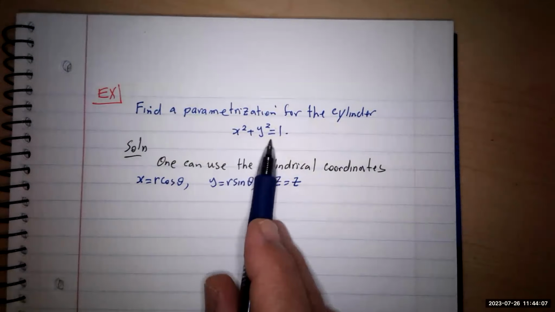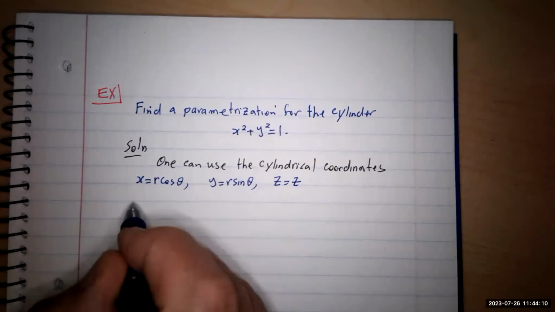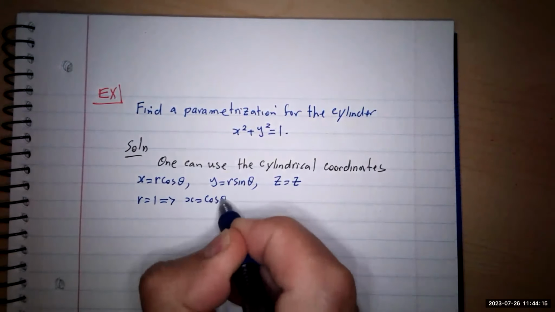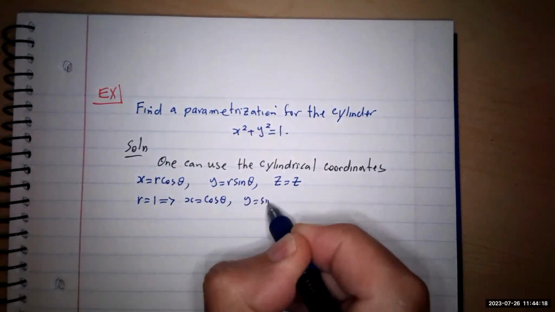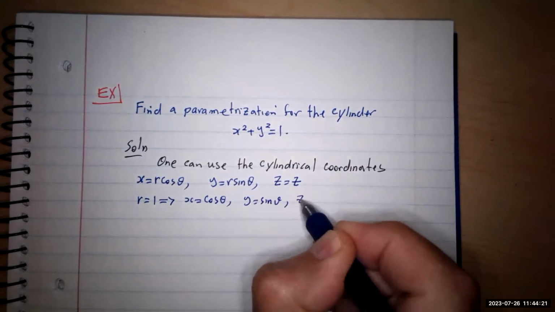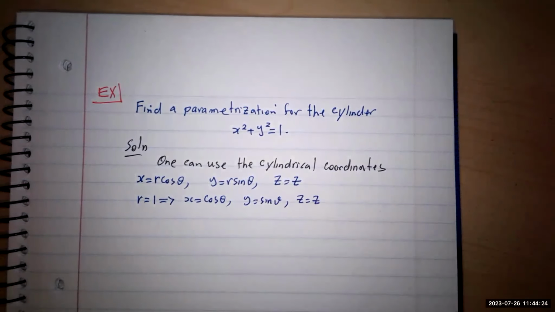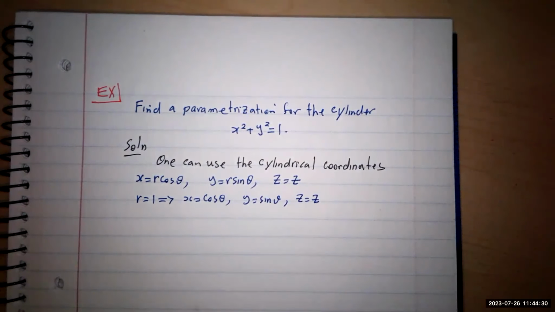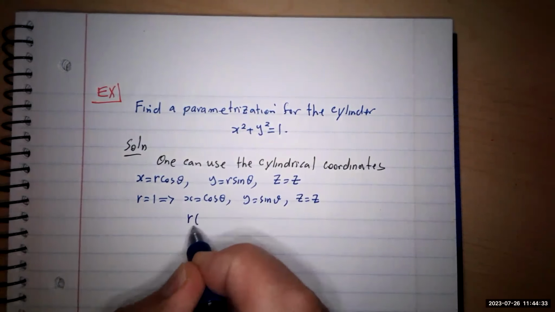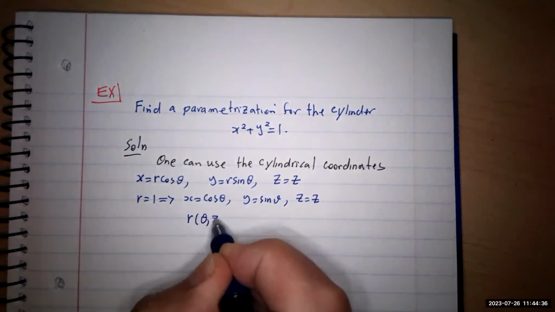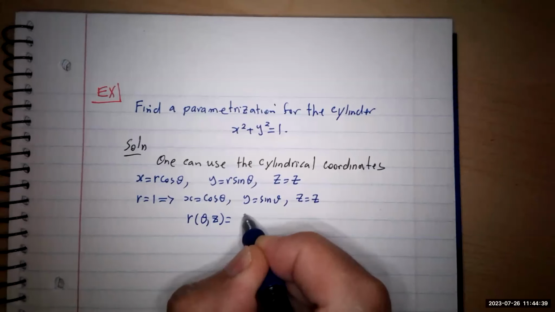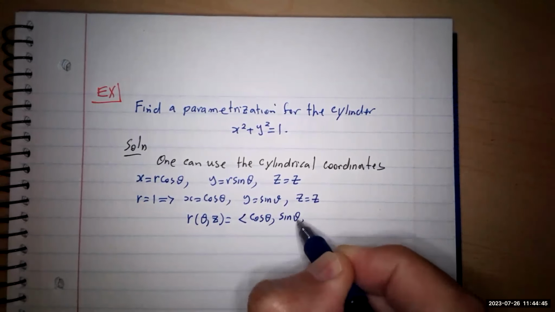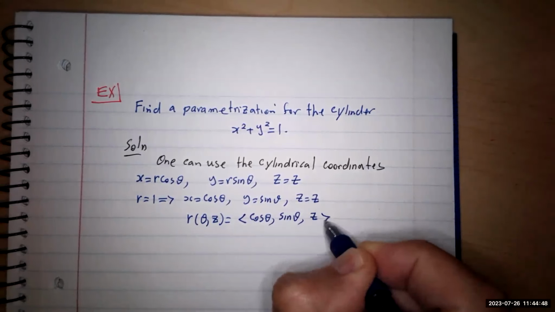In this case, you have a unit circle, so r is equal to 1. So we get your x to be cosine of theta, your y would be sine of theta, and z is z. So you can parameterize it using two variables. Variables going to be theta and z. So the parameterization is going to be r of theta and z. Your x is cosine of theta, your y is sine of theta, and your z is free, you see.